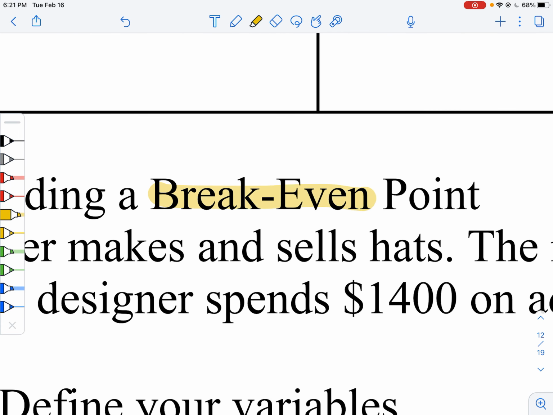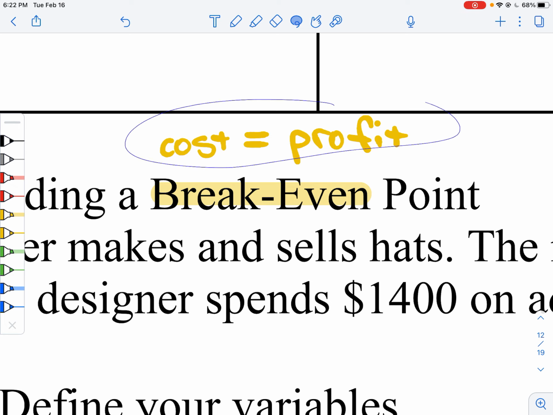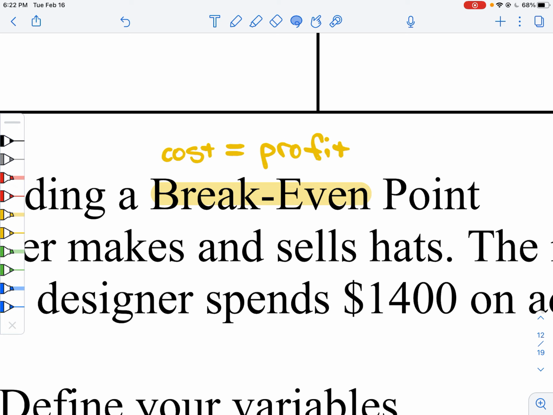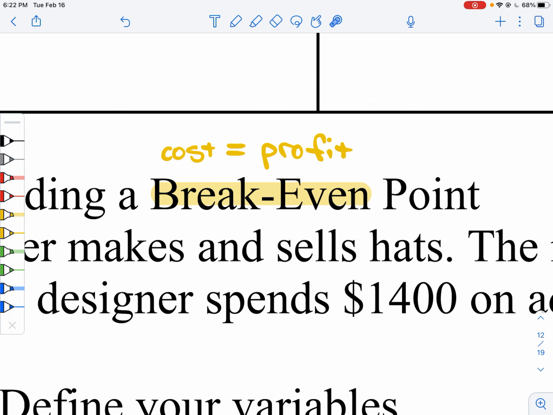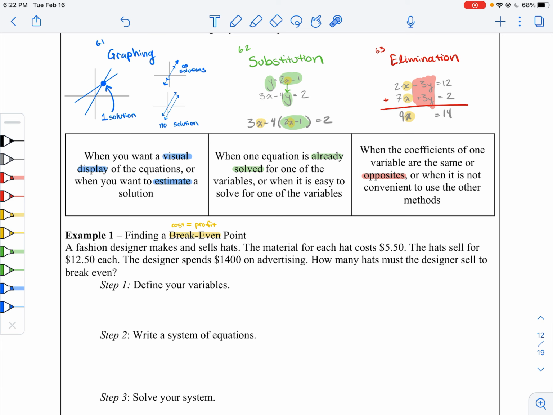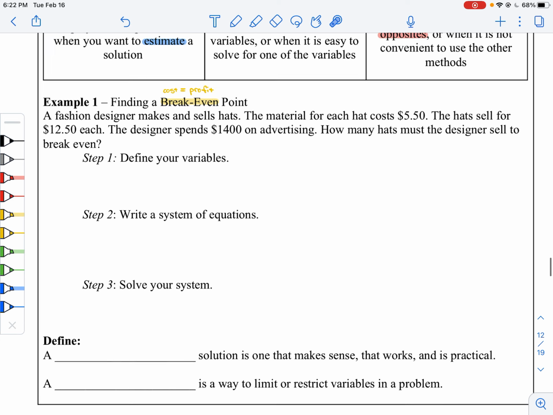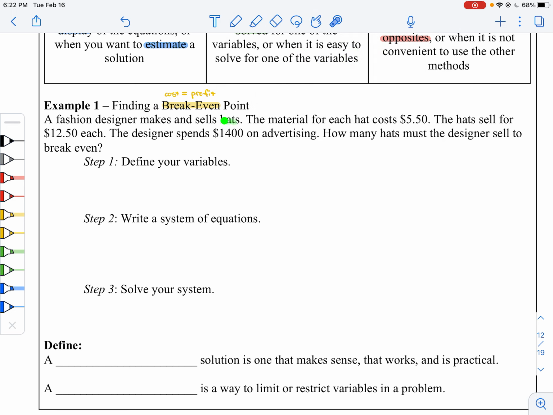A little bit of background. Break-even, when you're talking about sales, when you break even, that's when you hit 0. That's when the cost of doing something equals the profit. For example, if it costs $35 to get supplies for Candy Grams, and you charge $1 a piece, then when you sell 35 Candy Grams, you break even because you spent $35 and you earned $35, so overall you break even. Okay, so in this case, we're not selling Candy Grams, instead we are making hats.